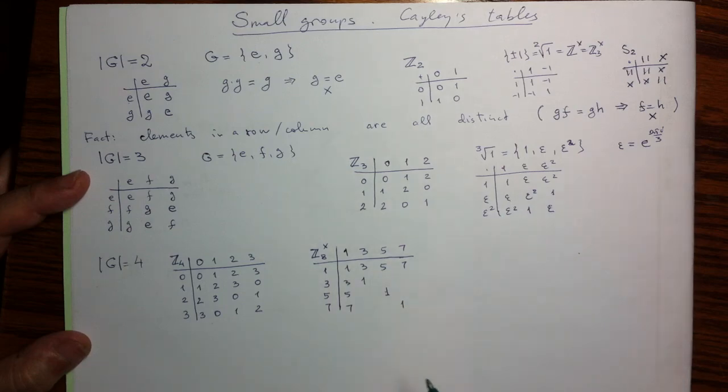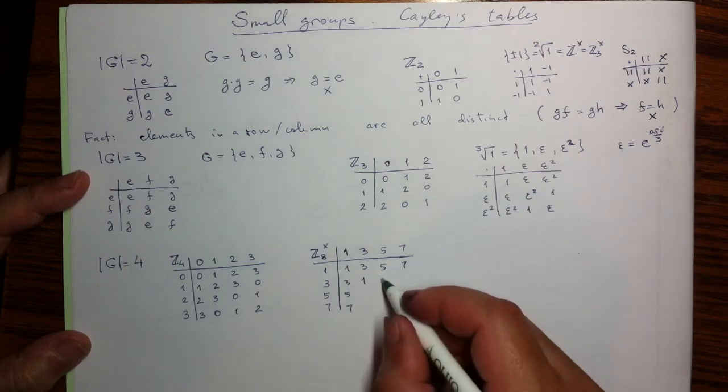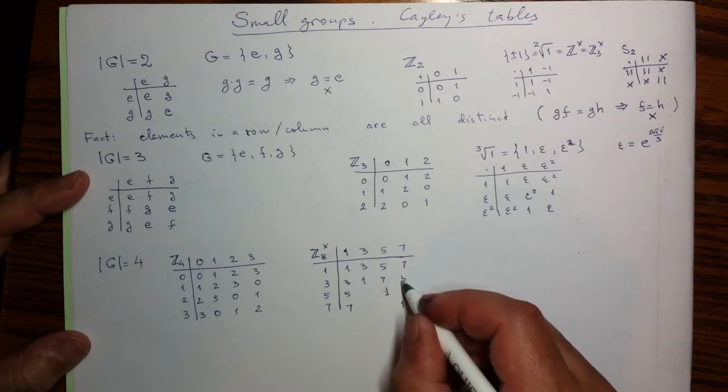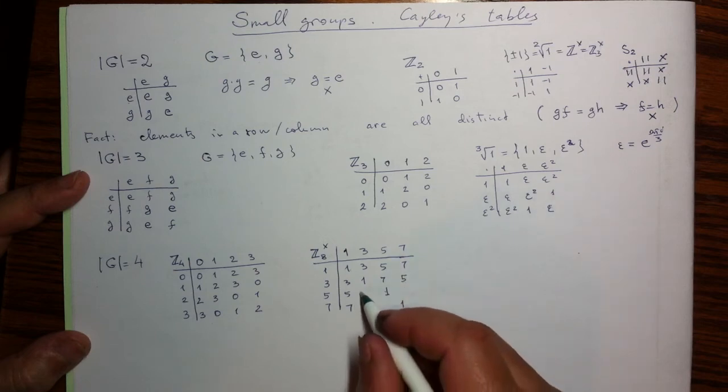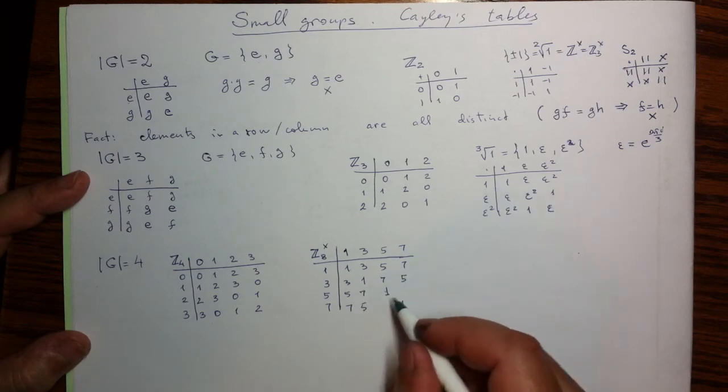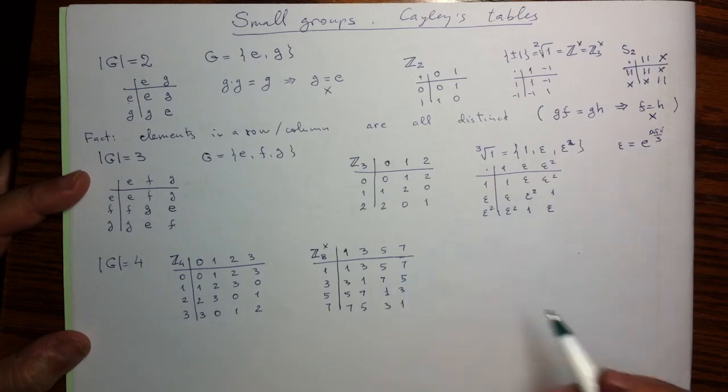And then we can compute the rest of the table. So say 3 times 5 is 15, it's as good as 7 modulo 8, and here we will have 5. I will speed up the process. 7 again, 5, 3 and 3.